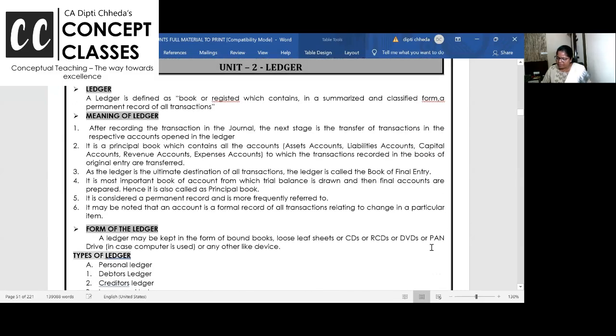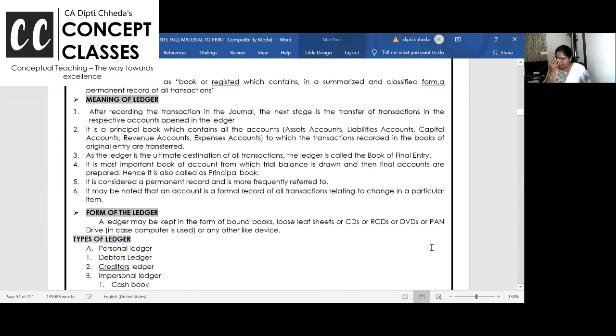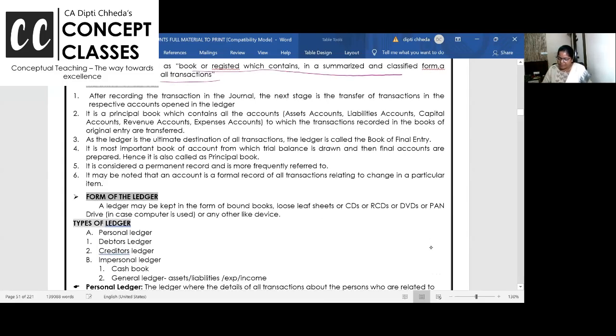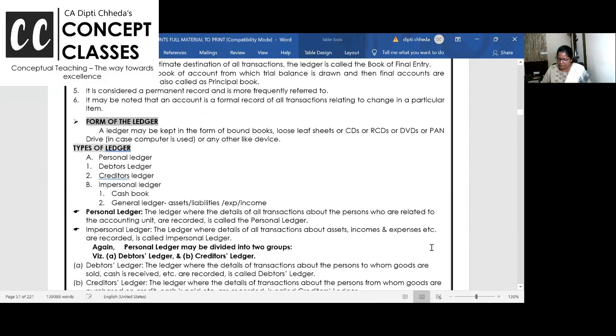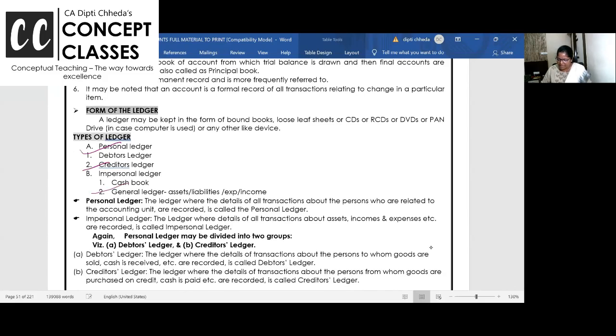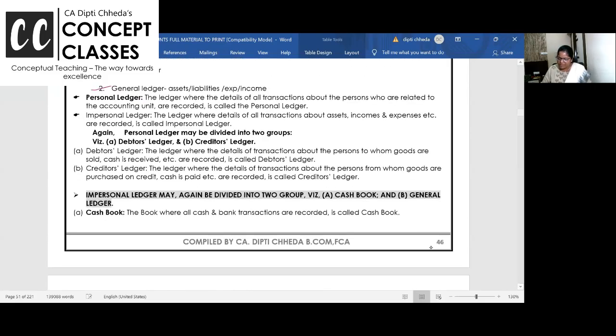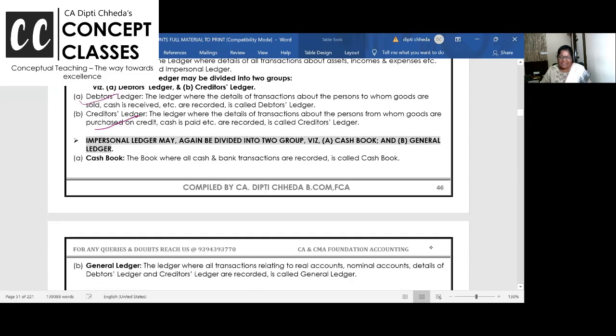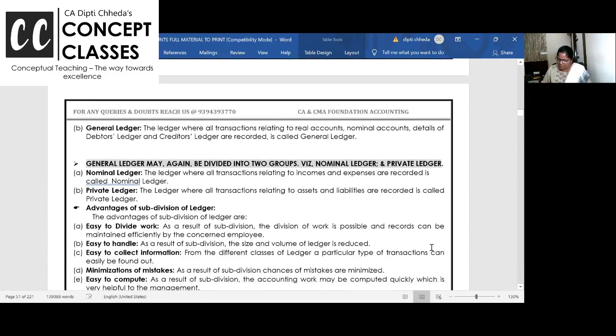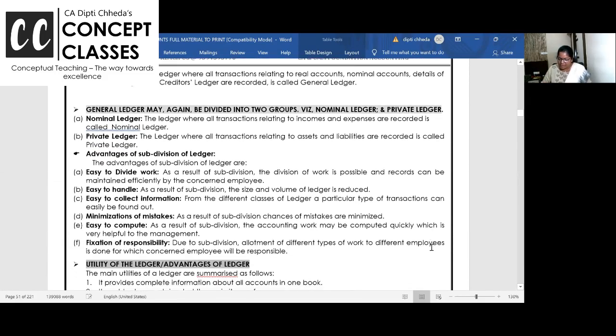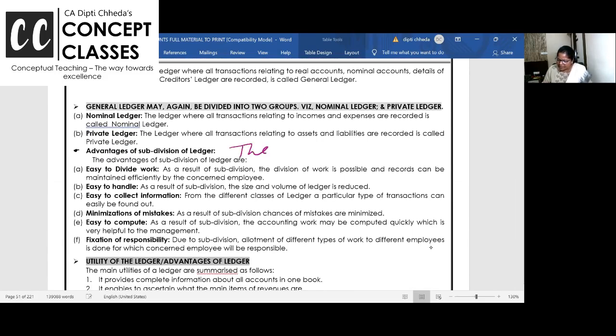What is the meaning of a ledger? It is a book which contains all the transactions related to that party. It's the principal book. What are the types of ledgers? I taught you now. Personal ledger could be debtors and creditors. Just give it a reading. They're not going to ask you exactly questions like this. What are the advantages? Mark it, important theory question.